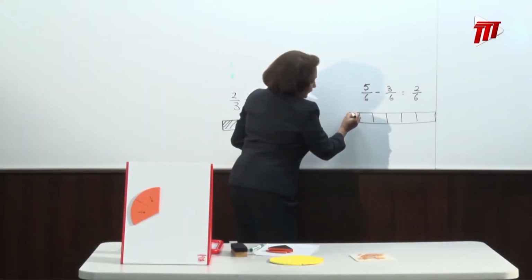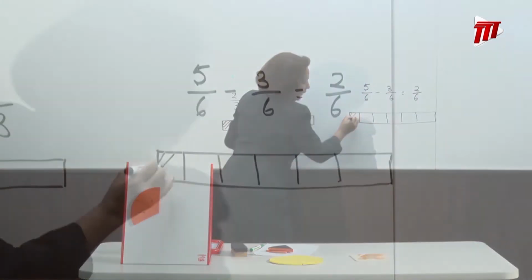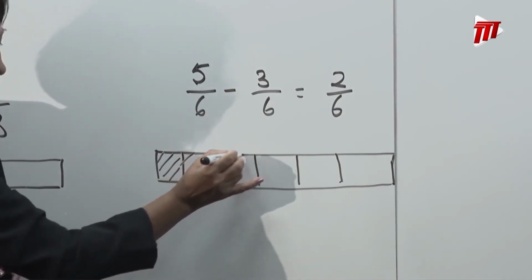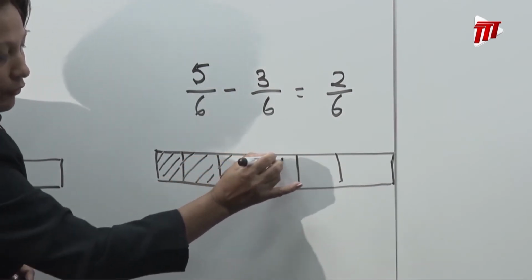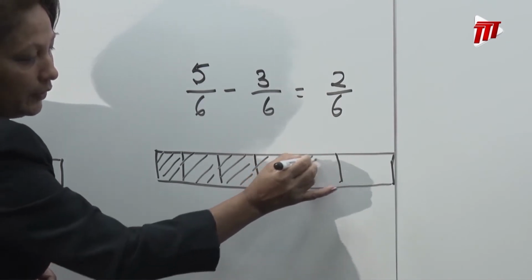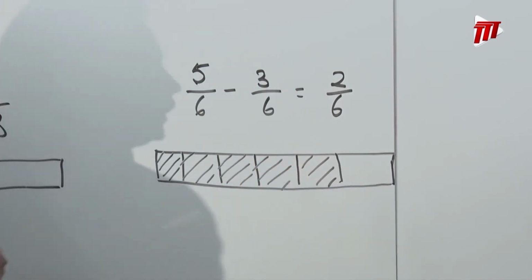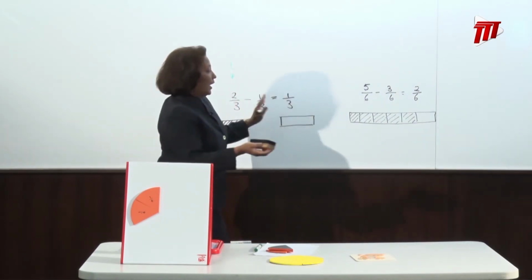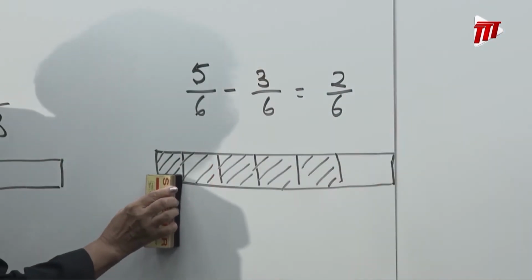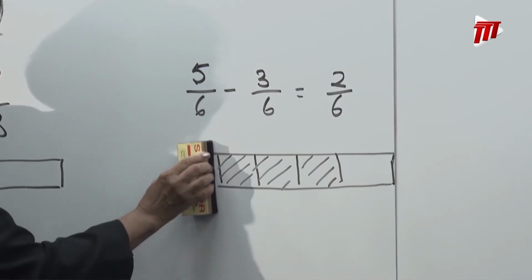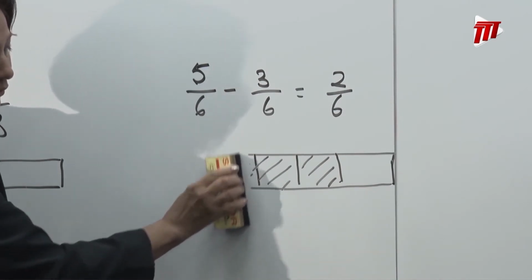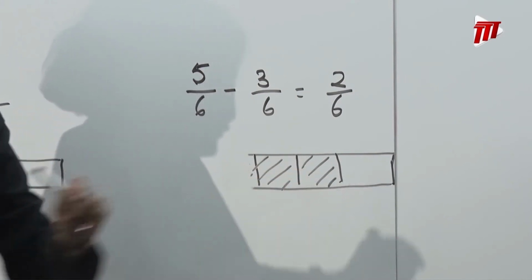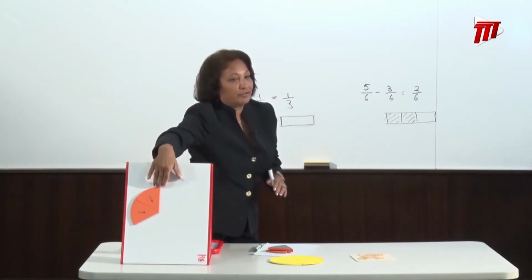But the question says that we have only 5, so I'm going to shade my 5. 1, 2, 3, 4, and 5. And we now have to subtract 3. So just like I erased here, I'm going to erase 3 of them. So this is 1, 2, 3. 3 of them are gone. So I remain with the same 2/6 that I had with my fraction circle here.